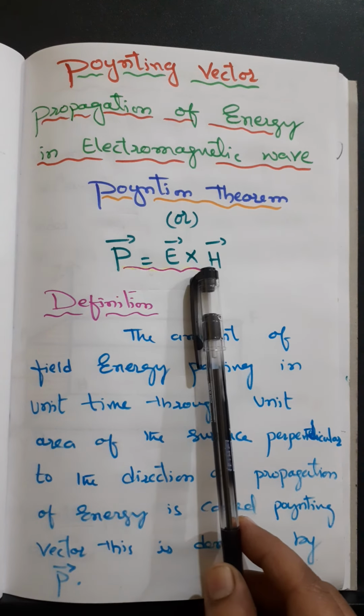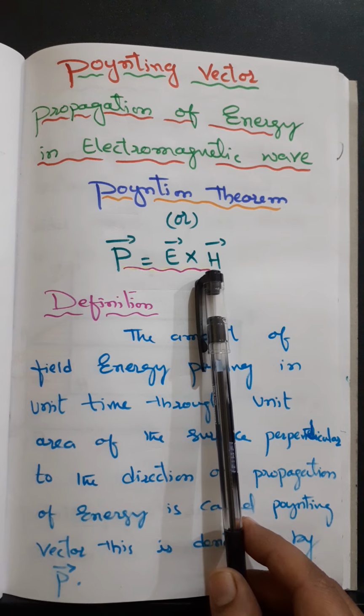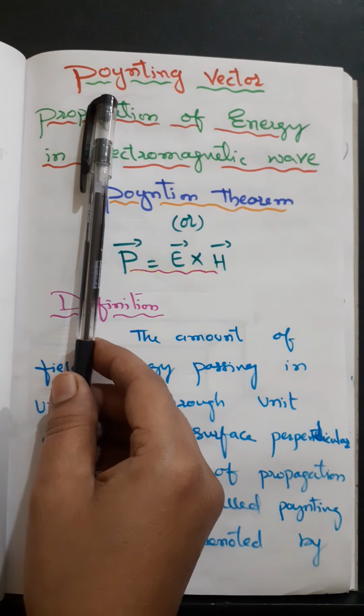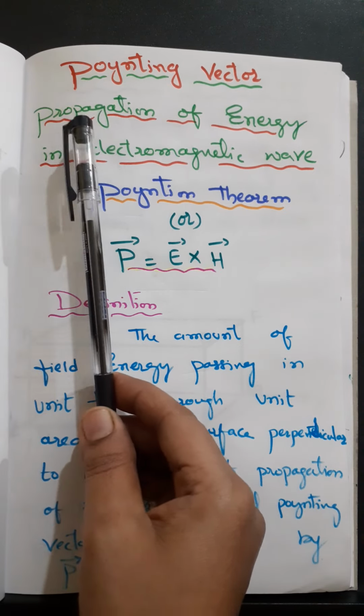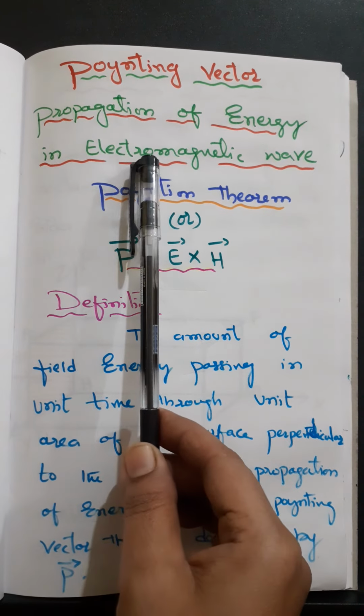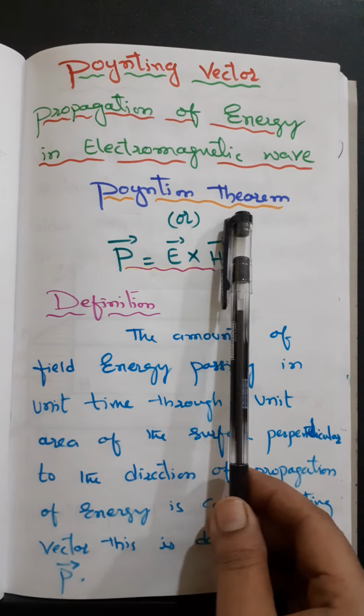Today I am going to explain what is Poynting vector and the derivation for it, that is P is equal to E cross H. This is one of the important topics in electromagnetic theory. Poynting vector is a vector which represents the propagation of energy in electromagnetic waves, and this is also called the Poynting theorem.